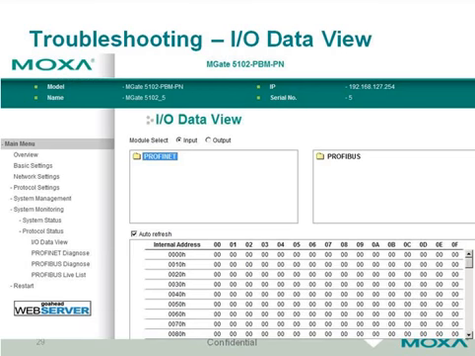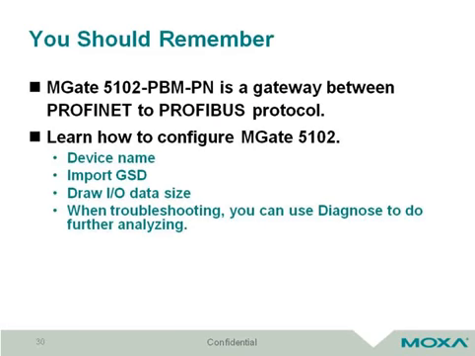This is the MGate 5102 I/O data view. You can check whether the data is correct or not. This is my last slide. Let me recap the points of the course. First, MGate 5102-PBM-PN is a gateway between the PROFINET and PROFIBUS protocols. Second, learn how to configure MGate 5102, including setting the device name, importing the GSD file, and dragging the I/O data size. The last one, when troubleshooting, you can use the Diagnose function to do further analysis.